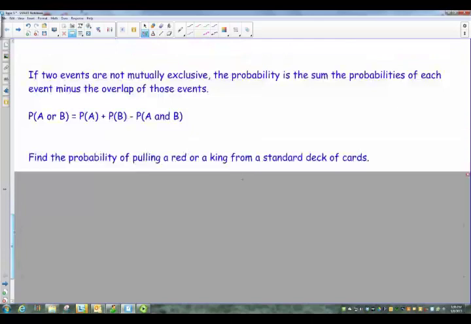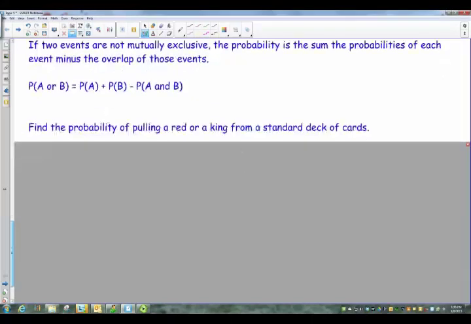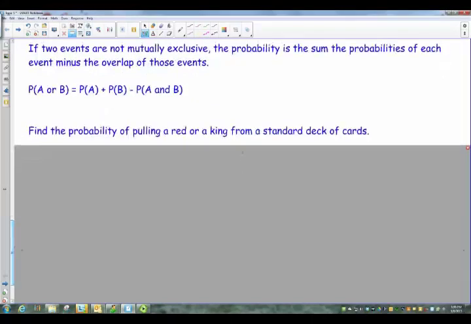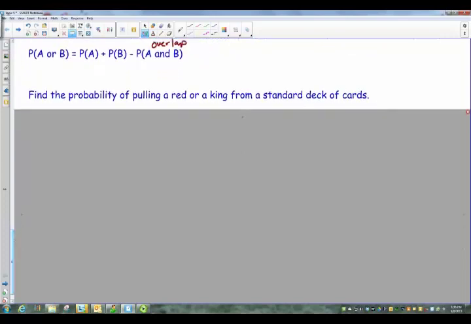Now, the final part of this is what happens if there is an overlap. Okay, if there's certain things that occur in both of these different sample spaces. Well, we've got a different formula. So you can see there it says the probability of A or B is equal to the probability of A plus the probability of B minus the probability of A and B. And this right here is your overlap. All right, so you're going to add them together just like before, and then you're going to subtract that overlap.